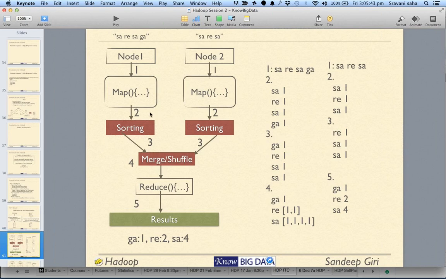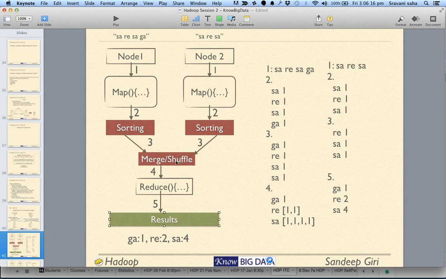Now, after Hadoop does the sorting, first Hadoop will do the sorting and then do the merge shuffling. So after the sorting happened, Ga came first, then Re, then Sa came together here. Similar thing happened over here also on the right leg. Here, on this right leg, Re came first and Sa and Sa. And once the merge and shuffling started happening, this fourth is here, and fifth is here.